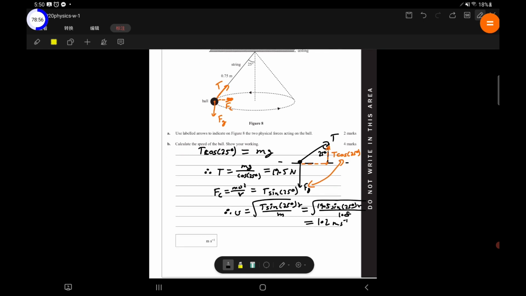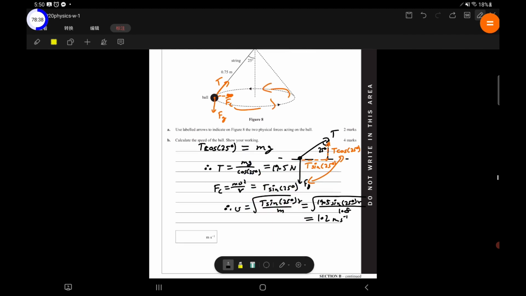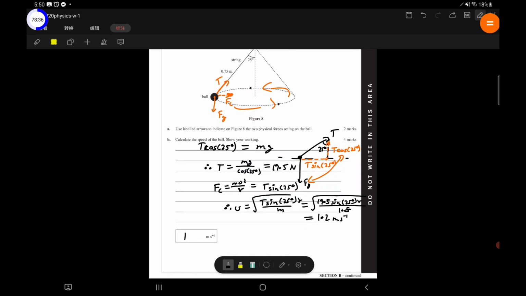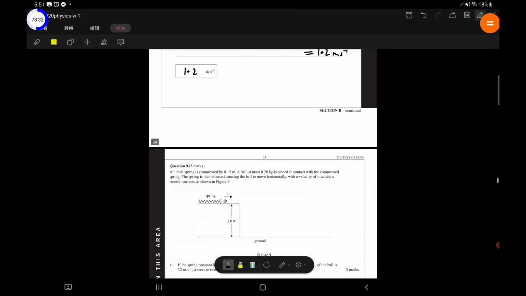Alright, so summing up everything, what I've done is I have used my centripetal force, equated that with the horizontal component of the tension force, right? Because that is the part of the tension force that's pulling the ball inward and causing it to rotate in this circular fashion. Using a whole bunch of algebra and substitutions, I've got my value for the speed of the ball.